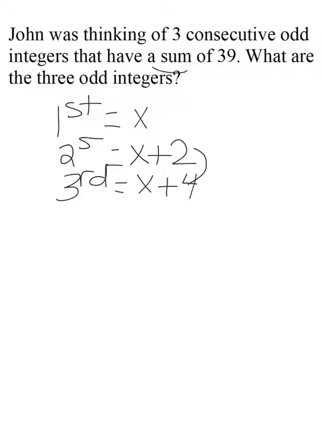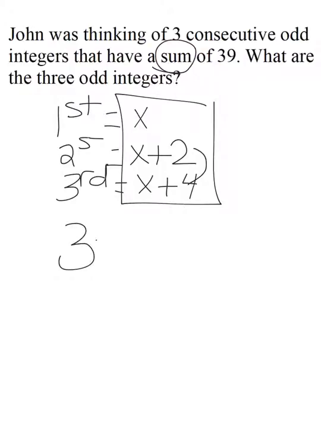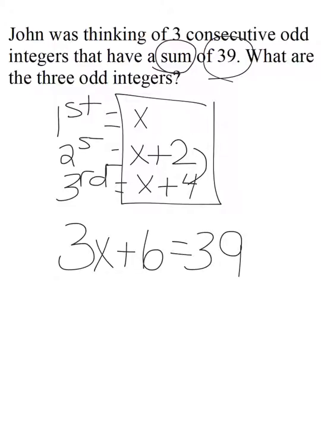Now, the fact that it says they have a sum means I've got to add these together. When I add my x's together, I end up with 3 x's, and then my 2 plus 4 gives me 6. So the sum of these 3 consecutive odd integers is 3x plus 6, and that is equal to, they tell us, 39. So there's an equation that I can solve to figure out what the first number is, and then I'll use logic to come up with the next 2.